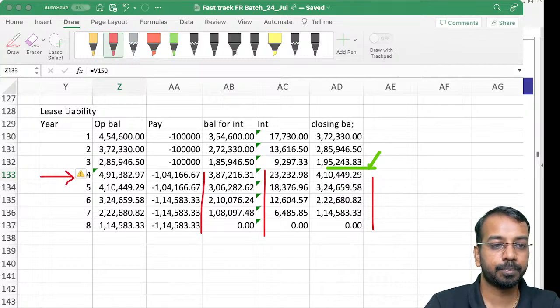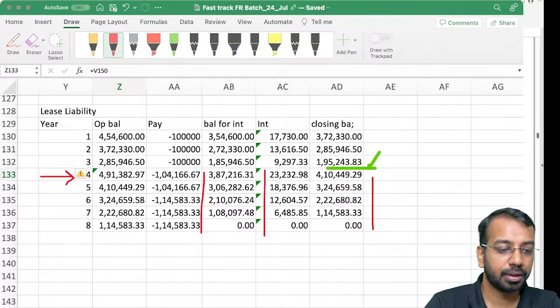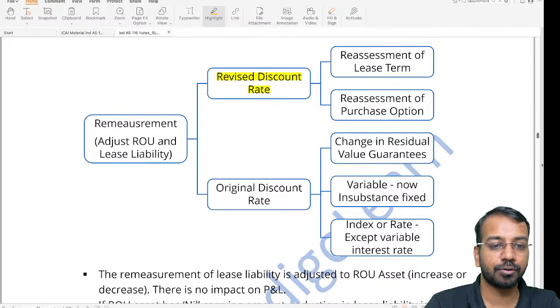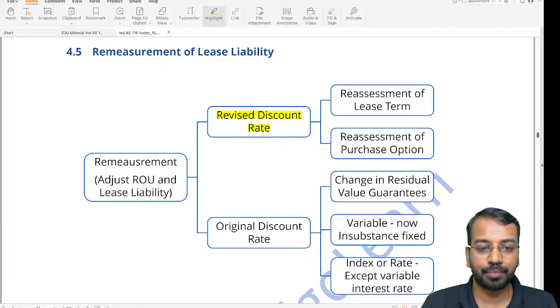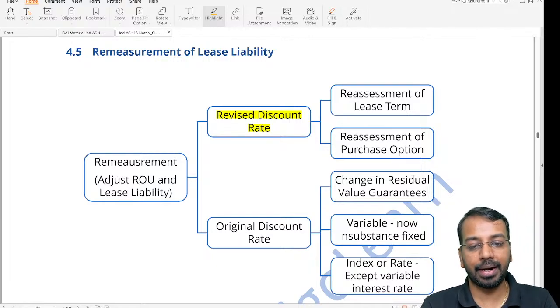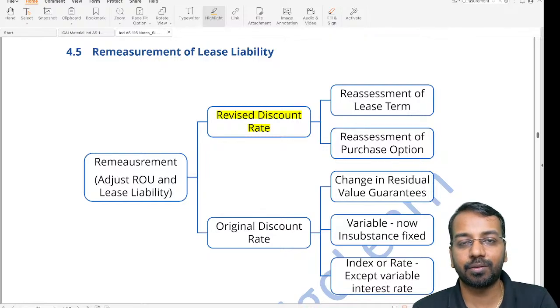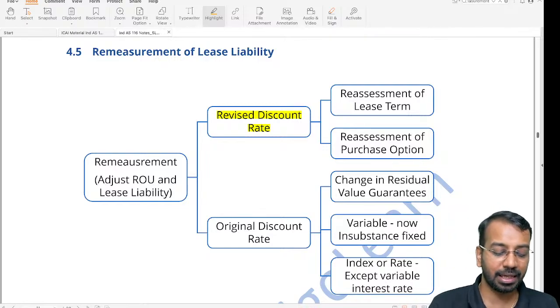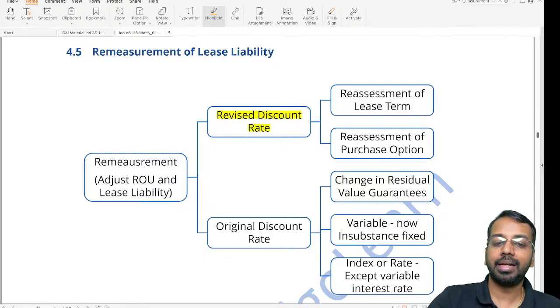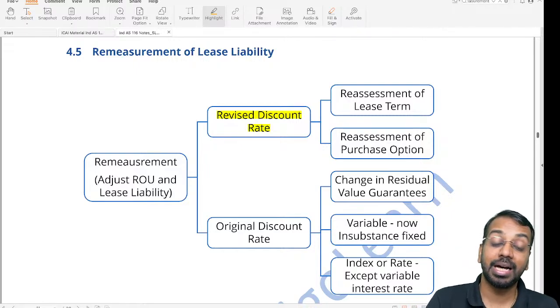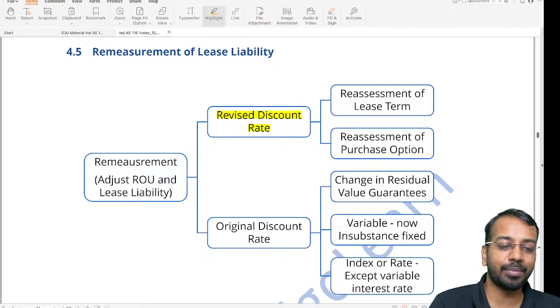So now, with this we cover one very important aspect in lease accounting, which is your remeasurement aspect. Whenever we remeasure, you will adjust the ROU asset and lease liability, depending on the criteria, if it is reassessment of lease term or reassessment of purchase option. Think of it, when you reassess the lease term you will use the asset for a longer period. When it is a reassessment of purchase option, there also you will use the asset for a longer period. You will use the revised discount rate and increase the lease liability and right of use asset.